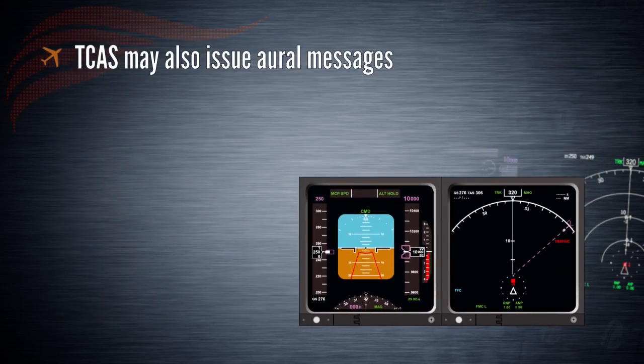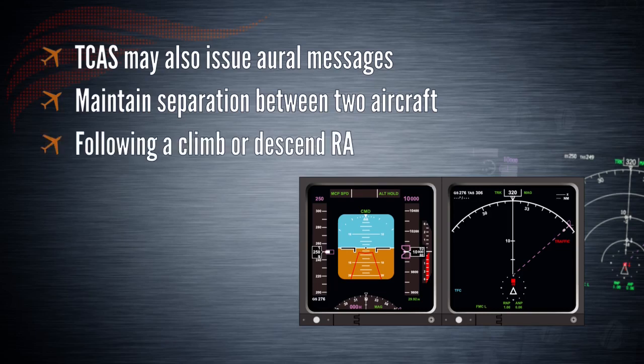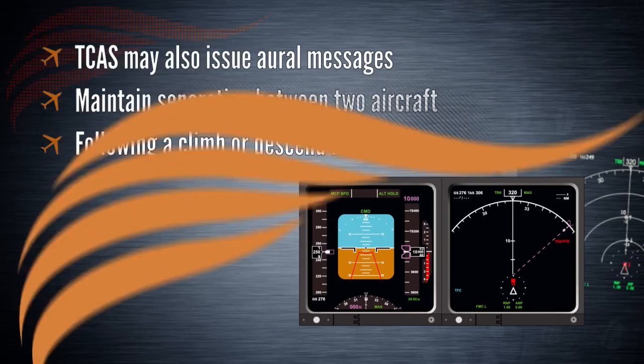As an initial resolution advisory, adjust vertical speed is commanded to maintain separation between the two aircraft and avoid a conflict. It may also be issued following a climb or descent resolution advisory where the current rate of climb or descent is greater than needed, and this minimizes ATC disruption.